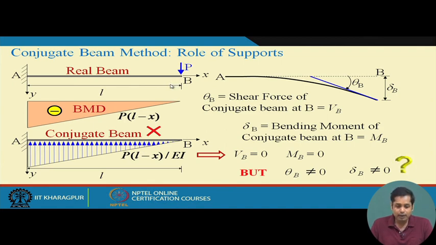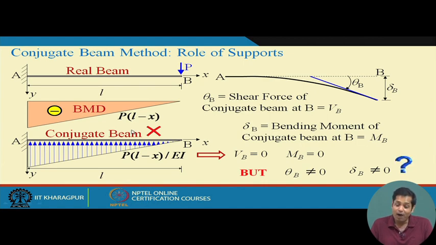Now, why can it not be the conjugate beam? Because one aspect of the conjugate beam is the loading. That loading on the conjugate beam is the M by EI diagram of the real beam, and another aspect of the conjugate beam is the support condition. Is whatever support we have in the real beam the same support the conjugate beam also has, or does the conjugate beam have different kinds of support?